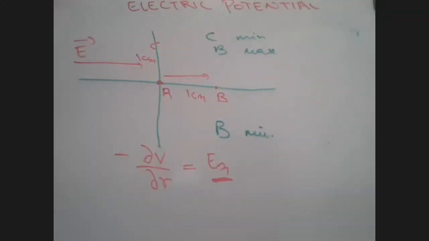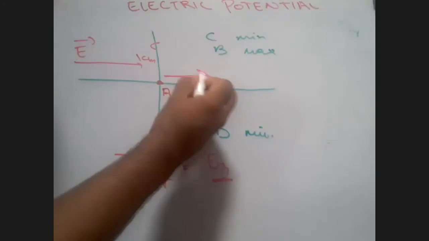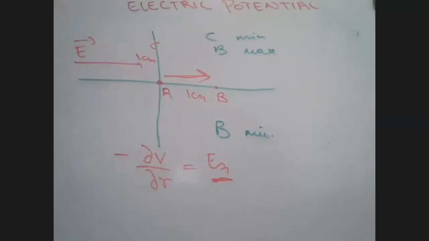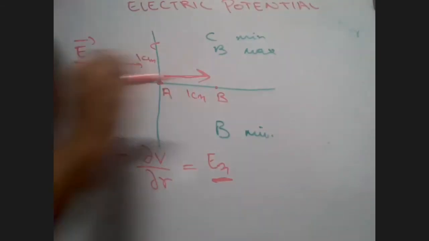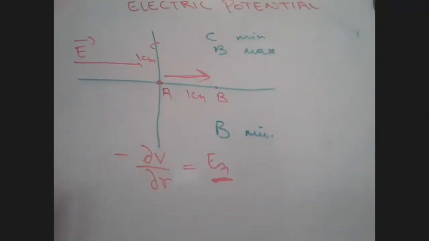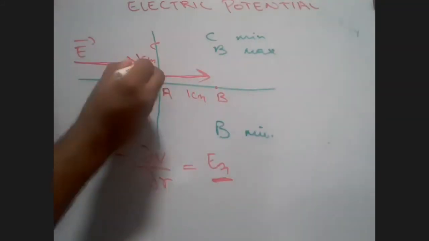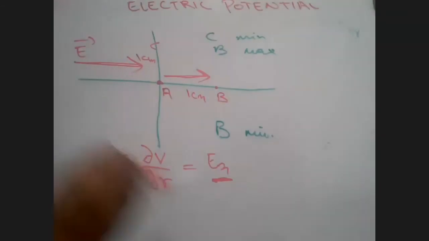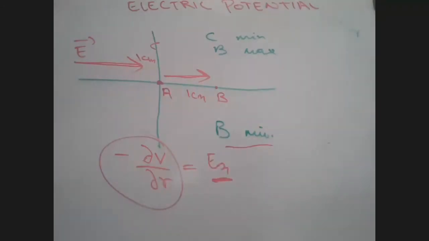Yes, you're right. As I am moving along the x-axis direction, the potential is going to drop because electric field lines are towards the x-axis direction. As I am walking towards the positive x-axis, because the electric field is pointing to the positive x-axis direction, I can say that along the x-axis in the positive direction, potential will drop by minus dV by dr, and so I can say B is minimum.